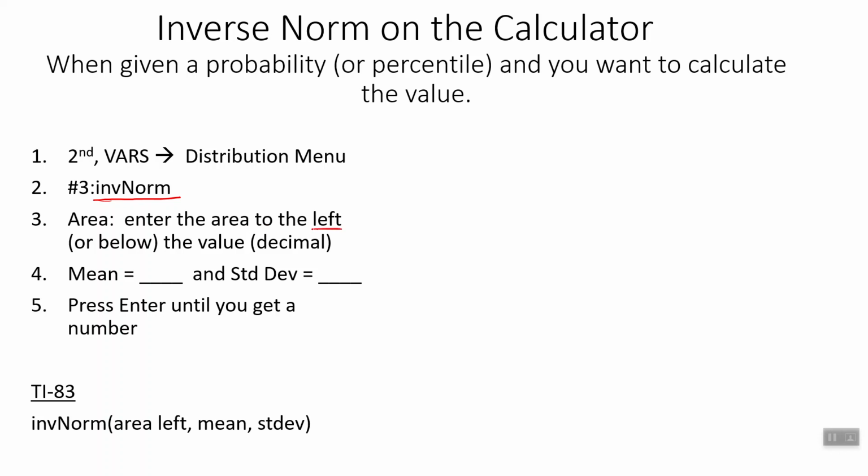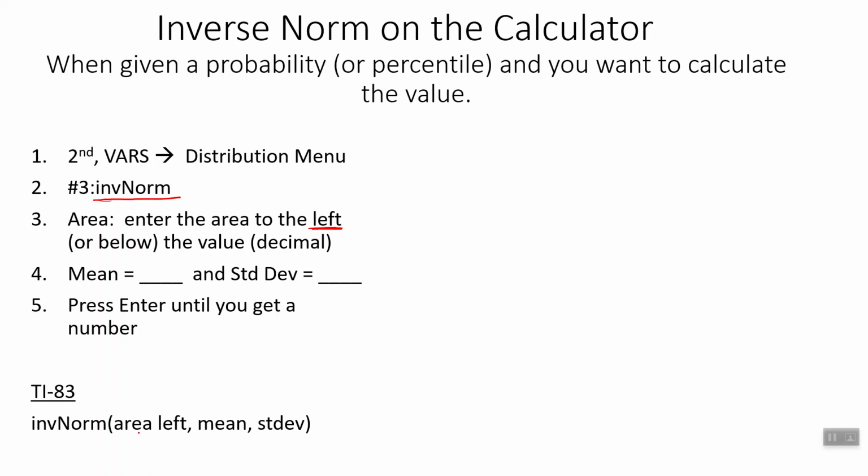That area is always the area to the left, unless you have a fancy calculator and you get to choose left, right, or center. We're always going to do them left because some of the calculators don't have that option. Some of them do. All right. Then it'll ask for the mean and the standard deviation. Then we'll press enter a couple times so it gives us a number.